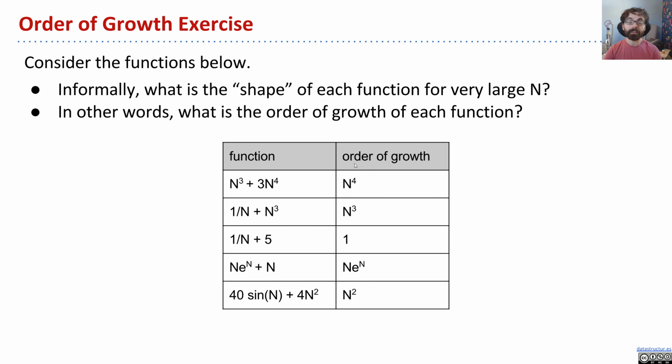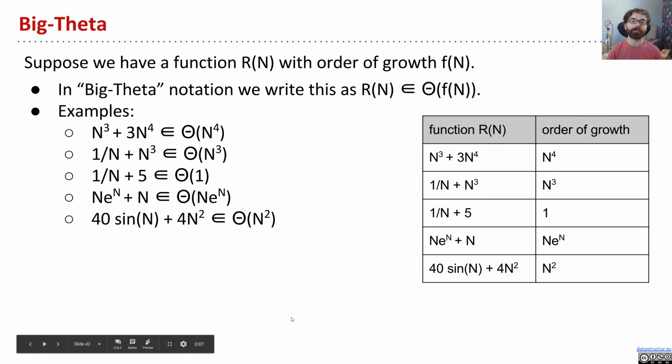So you might have felt a little shaky about these last 3 choices, and that's where Big-Theta is going to be useful. It's going to give us a really firm foundation to stand on. Before I define Big-Theta, let me just tell you how we use the term. Ordinarily, before this part of the lecture, we would have said, for example, n cubed plus 3n to the 4th has order of growth n to the 4th. Now we're going to say it belongs to Big-Theta n to the 4th.